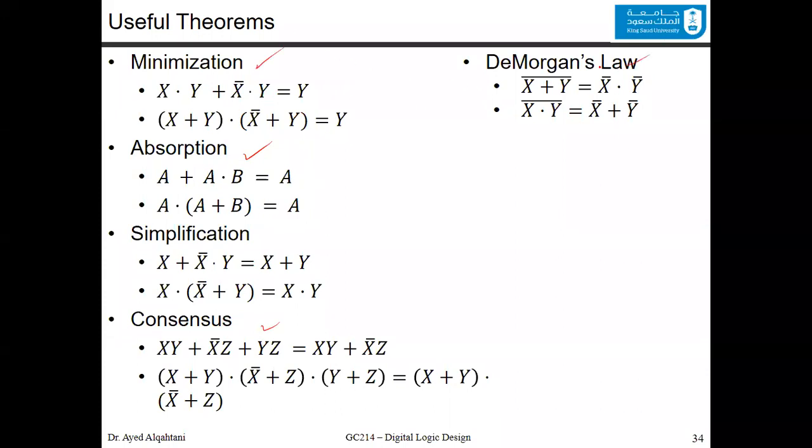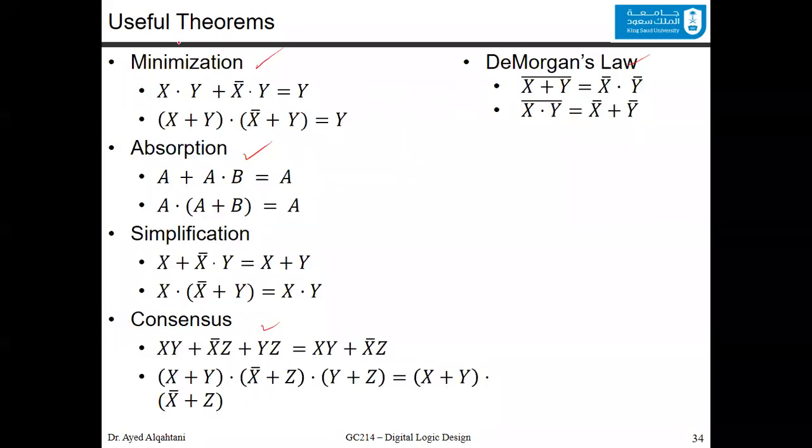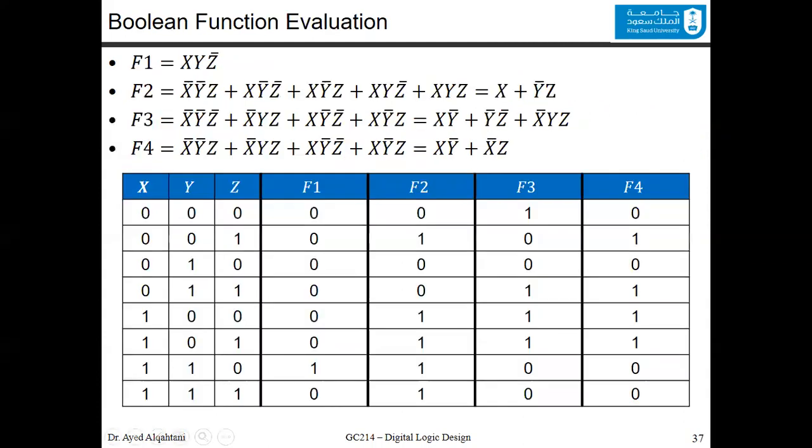The De Morgan law, we also prove it. We will try to prove the minimization, which is this one. It's actually fairly easy to prove. From this part here, if you start from this part, you can take the y as a common factor. You'll end up with x or x bar. And this will be 1, which means that it's going to be y. And this is how we've done the minimization.